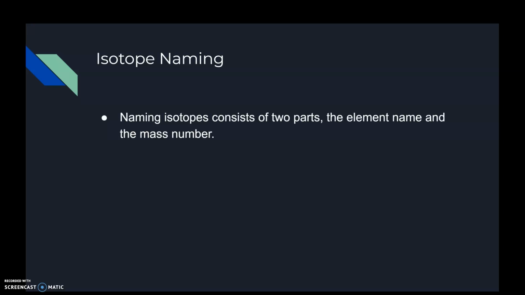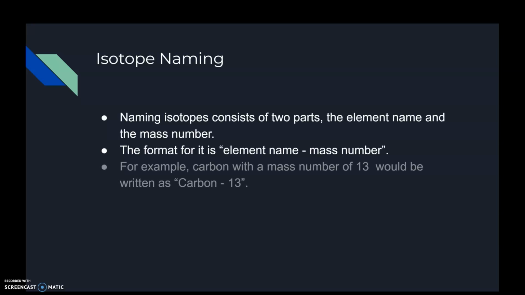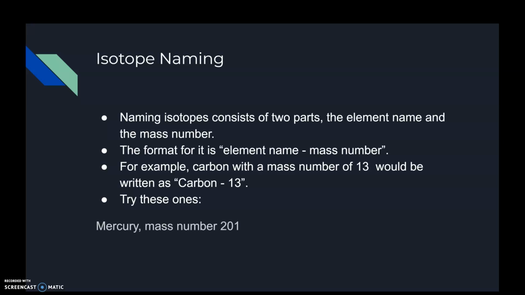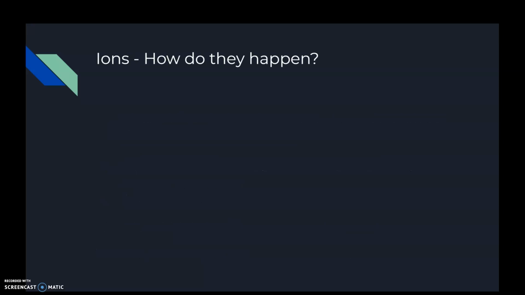Naming isotopes consists of 2 parts, the element name and the mass number. The format for this is element name hyphen mass number. For example, carbon with a mass number of 13 would be written as carbon-13. Try these ones. Mercury mass number 201, tellurium mass number 129. You're right, mercury-201, tellurium-129.